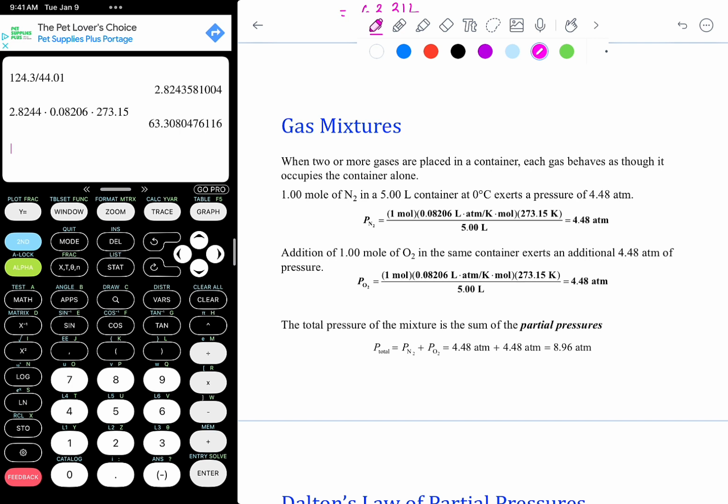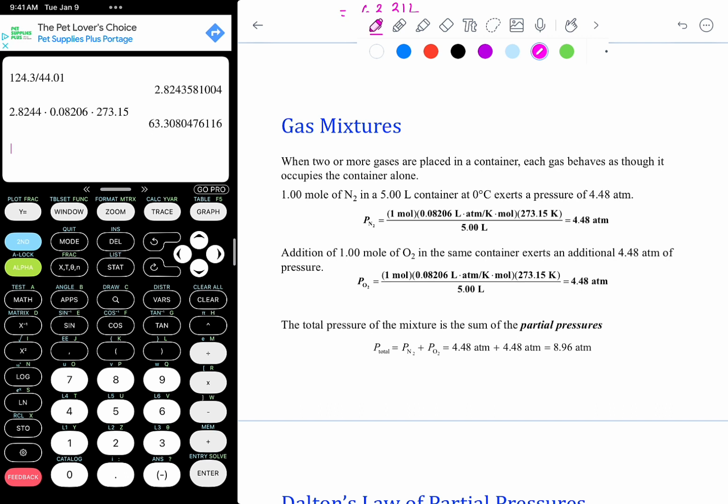When 2 or more gases are placed in a container, each gas behaves as though it occupies the container alone, so it doesn't even acknowledge the other gas present. And this makes sense with what we know about gases not having intermolecular forces. Gases are so far apart from each other, the individual molecules are so far apart that they don't have intermolecular forces. So they don't have intermolecular forces between themselves, 2 gas molecules of the same type, but then they also don't have intermolecular forces between 2 gas particles of different types.